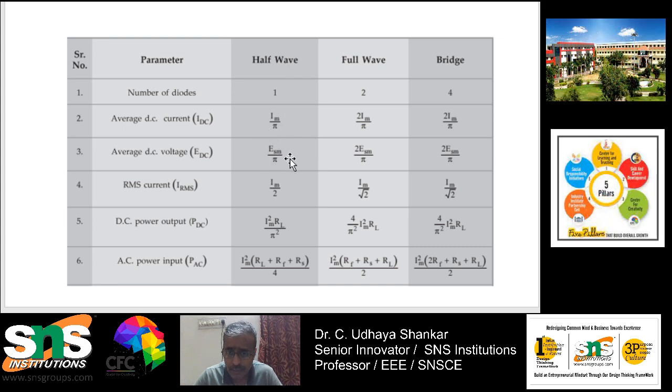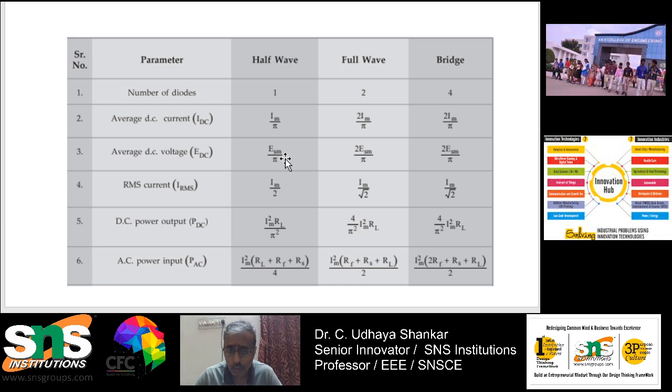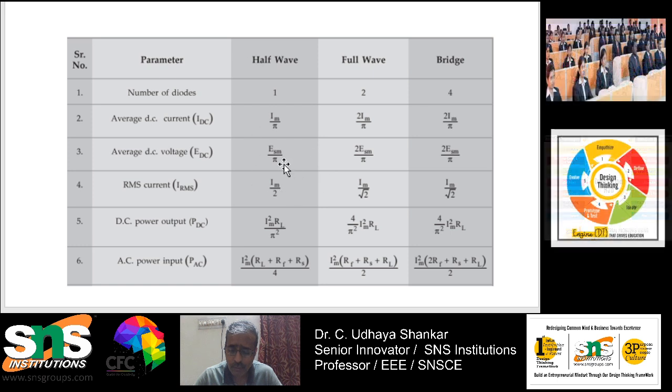Similarly, EM is nothing but the source voltage, and again it is a maximum voltage. Whatever RMS voltage is given, you have to multiply by √2 in order to get the maximum voltage. That is, maximum voltage equals RMS voltage into √2. Normally in problems they will be giving the RMS value, so you have to multiply by √2. That is very important.